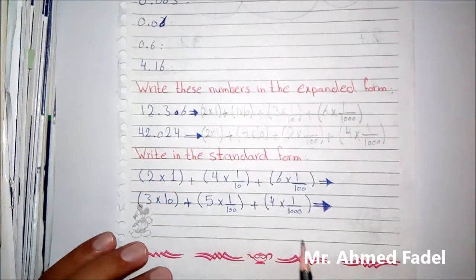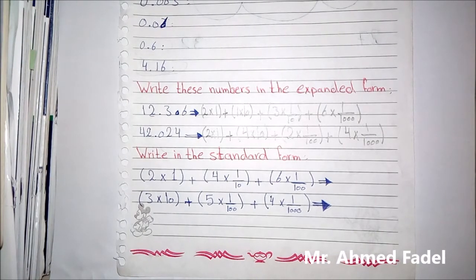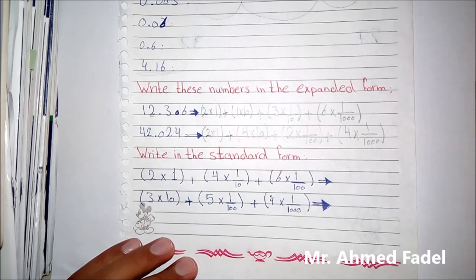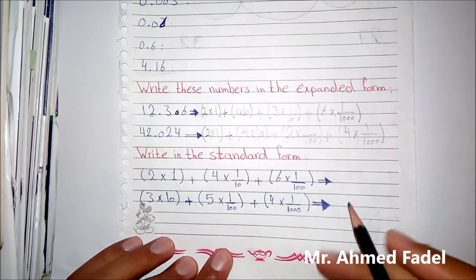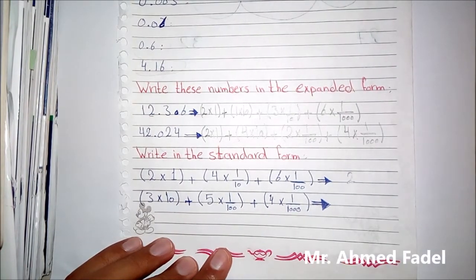And the last questions here, the last 2 questions are asking you to write them in the standard form. So Maram is going to answer this question, and it's just saying 2 times 1, that means that 2 here is in the ones place. So 2 is in the ones place.